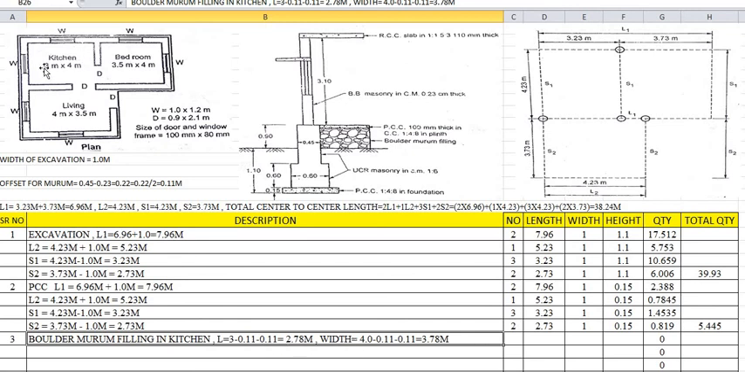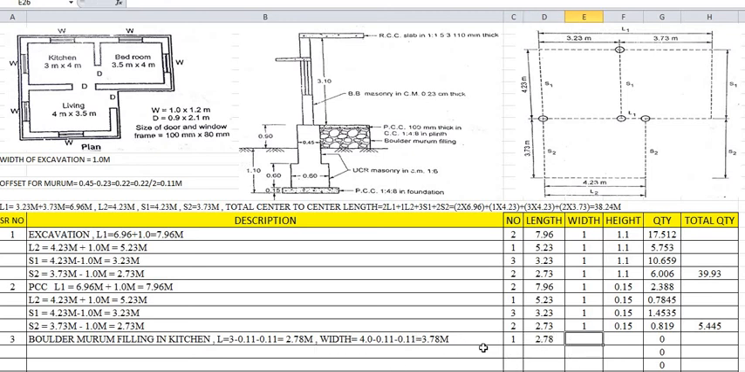So how many kitchens are there along the long wall and short wall? There is only one. What is the length? The length is 2.78, as we have calculated.